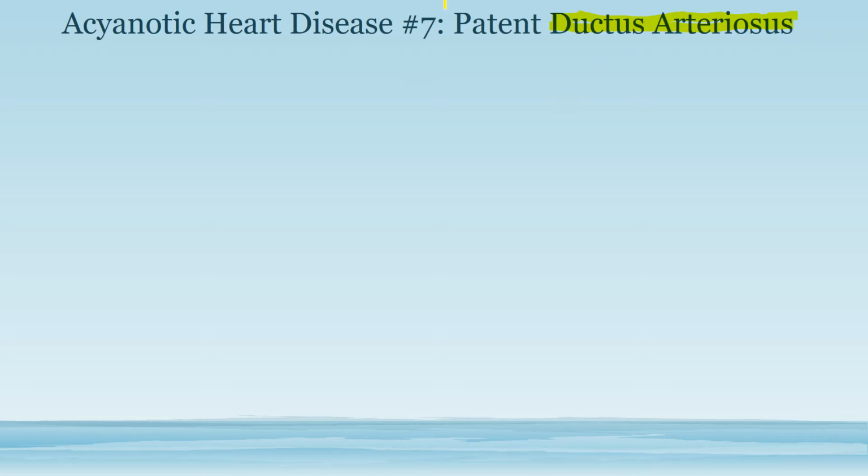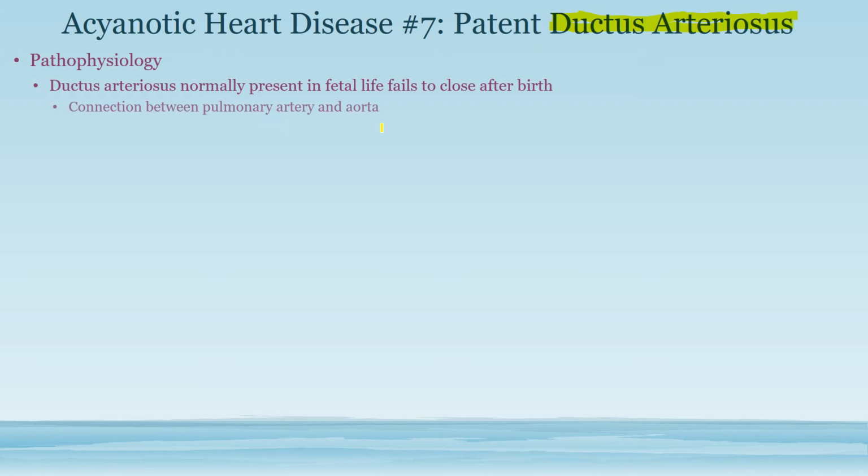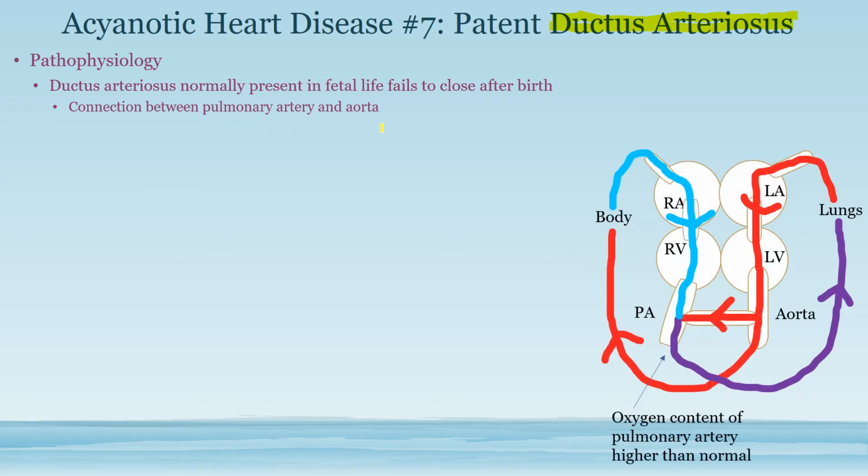And the problem here is that when the baby is born, usually the ductus arteriosus closes, but in this situation it remains open. That's why we have a congenital heart disease. So some pathophysiology. The ductus arteriosus is normally present in fetal life, but it fails to close after birth. So you have a persistent connection between the pulmonary artery and the aorta. Look what happens here. You've got the aorta linked to the pulmonary artery by the ductus arteriosus, and this is abnormal.